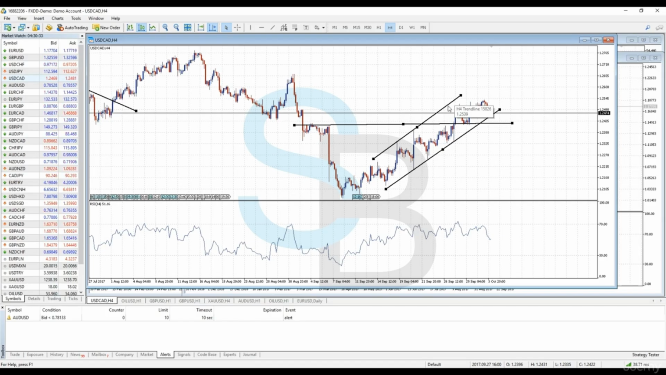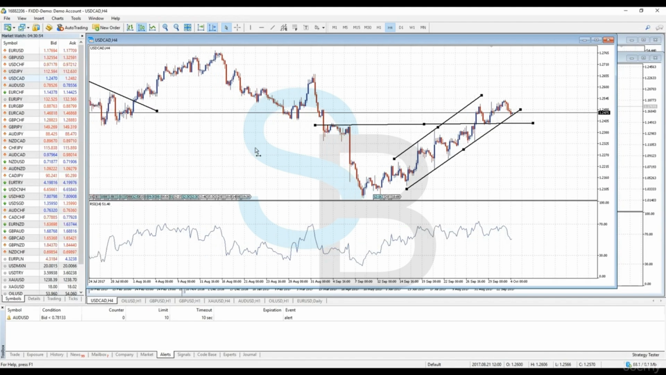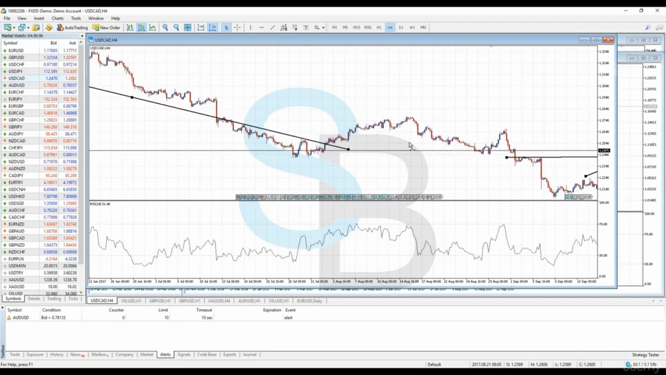Support and resistance can be on an angle. It can also be horizontal. Here in the past we saw that at this level we were getting lots of resistance, and then finally we were unable to break above, and we continued to sell off. Let's take a look at some more examples.